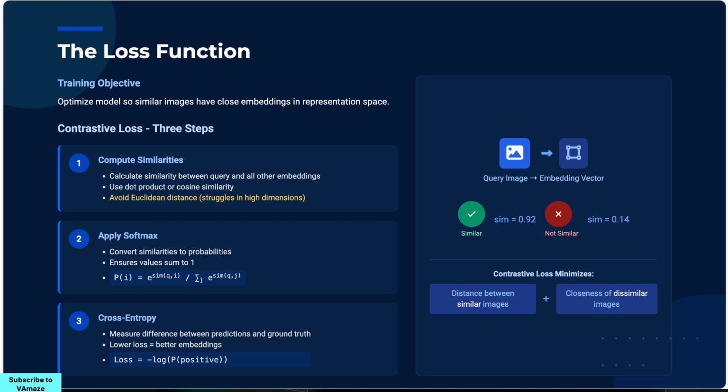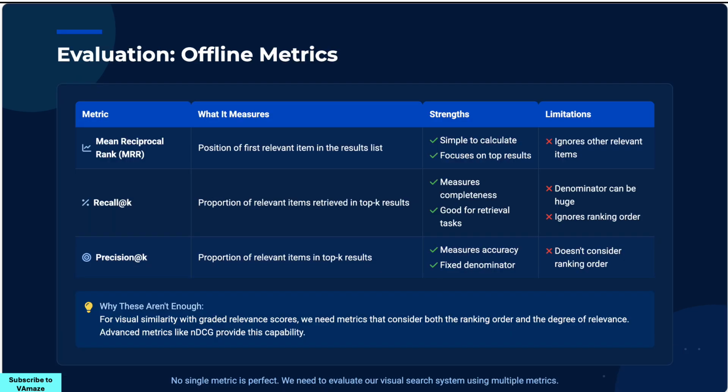One more thing worth mentioning is we don't always have to train from scratch. Pre-trained models that have already been trained on massive datasets like ImageNet have learned excellent visual representations. We can fine-tune these models on our specific data, which dramatically reduces training time and often improves performance.